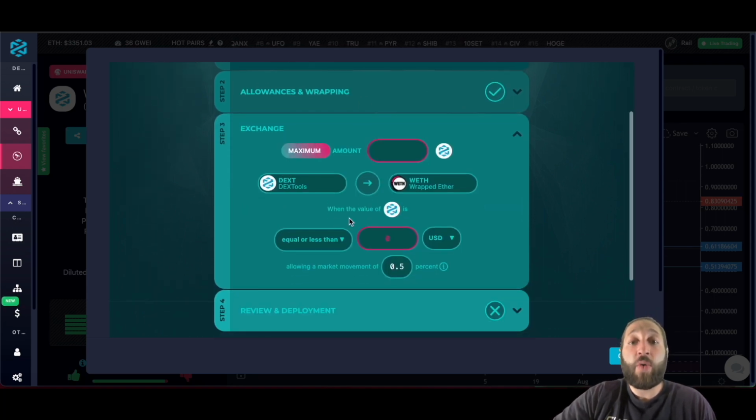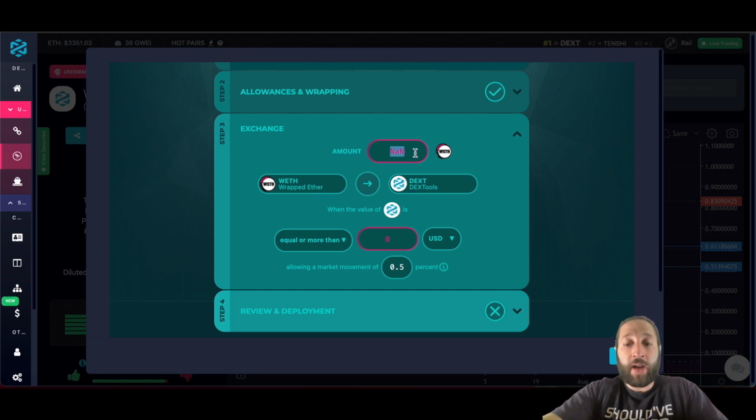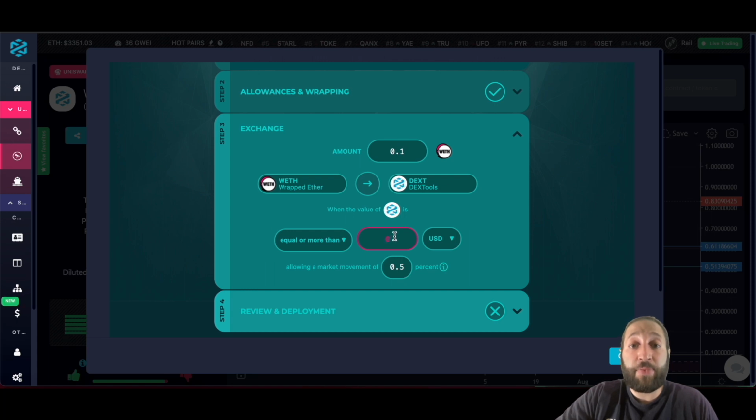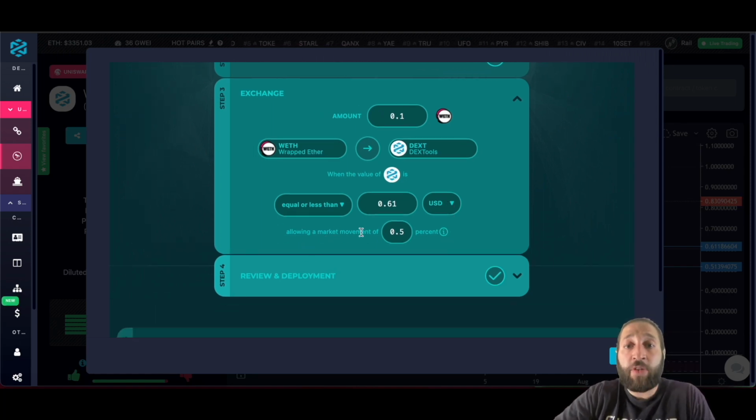And this is the exchange. We're going to switch this from DEXTools to wrapped Ethereum because I want to actually use wrapped Ethereum to buy more DEXTools. So we're going to come up to the amount and I'm going to put 0.1 wrapped Ethereum to be used to buy more DEXTools. And we're going to set it at this price of 61 cents, as I saw major support there. So equal or less than 61 cents. So if the price of DEXTools smashes down to 61 cents or actually peaks lower, then my transaction will execute. And you can see here that it's allowing a market movement of 0.5% maximum.